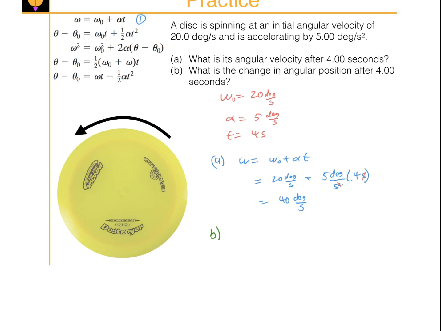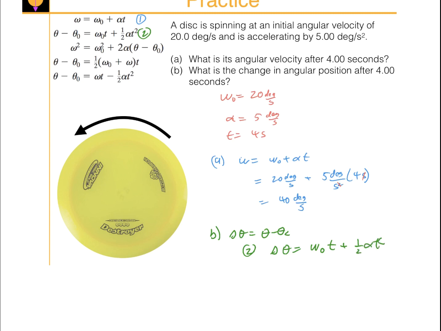For B, it says, what is the change in angular position after 4 seconds. So it's asking basically the change in angular position, right? Delta theta is just theta minus theta naught. So we can use equation 2 if we wanted to, right? So equation 2 says that delta theta is equal to omega naught t plus 1/2 alpha t squared.